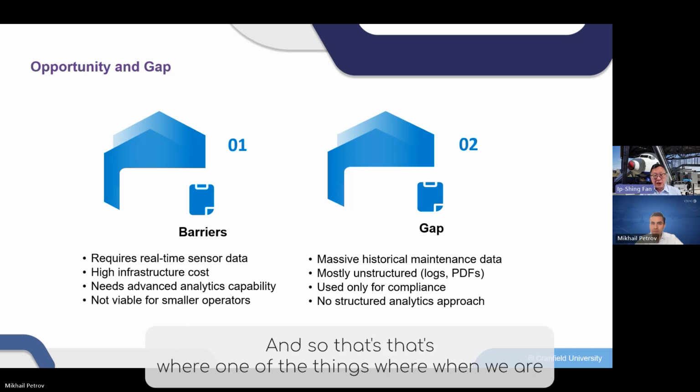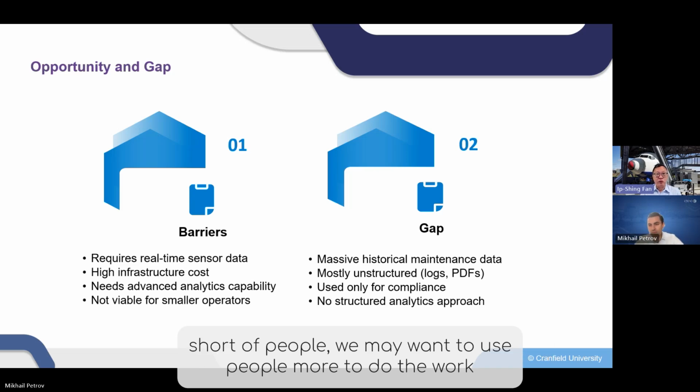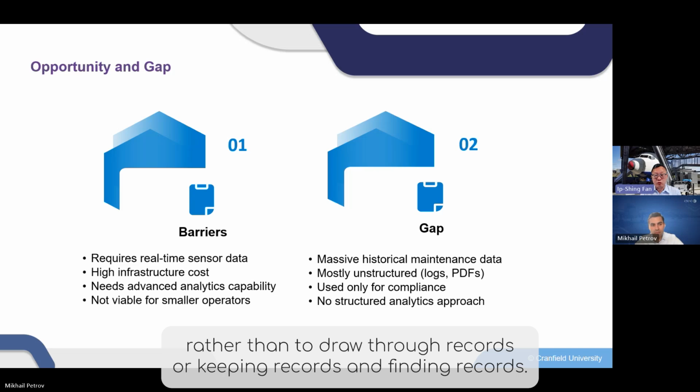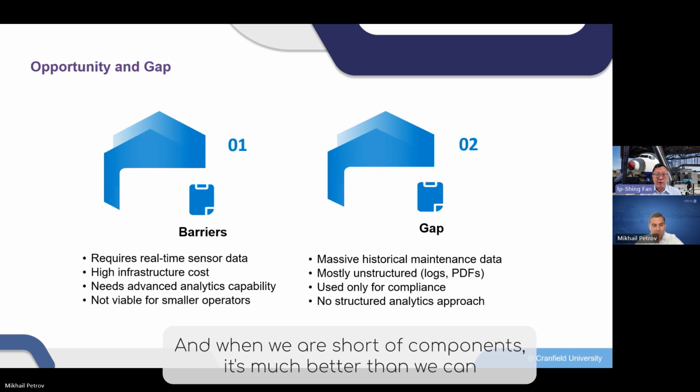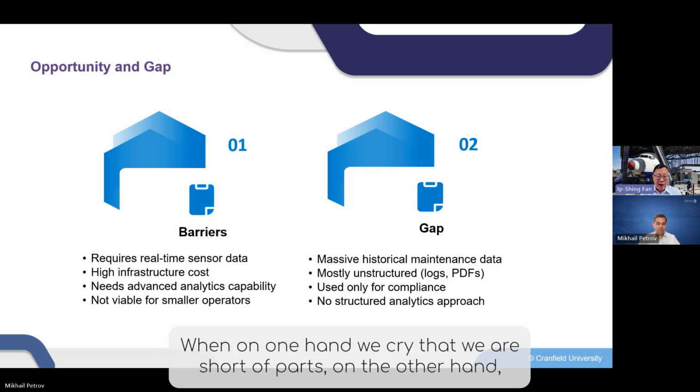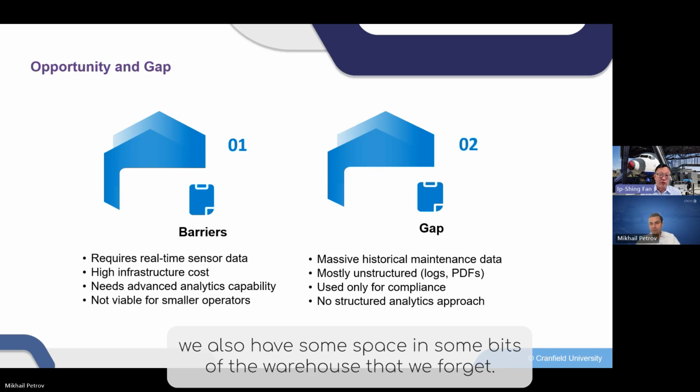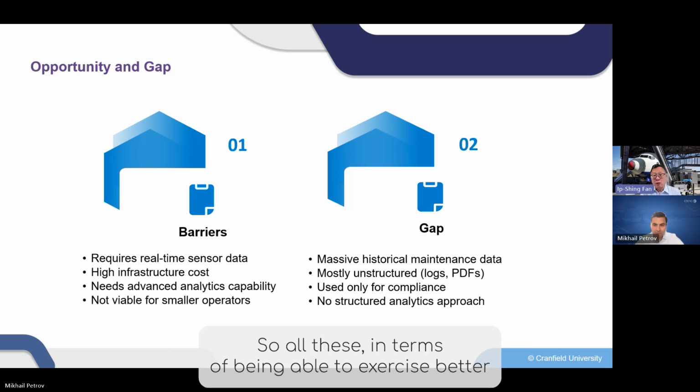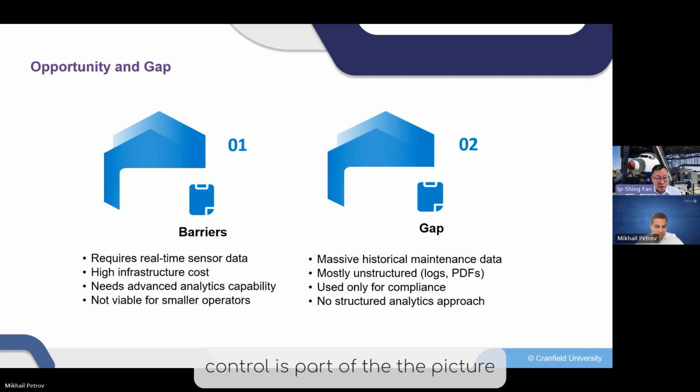And so that's where, when we are short of people, we may want to use people more to do the work rather than to go through records or keeping records and filing records. And when we are short of components, it's much better that we can optimize where to locate the component when they are used. On one hand, we cry that we are short of parts. On the other hand, we also have some spares in some bits of the warehouse that we forget. So all these in terms of being able to exercise better control is part of the picture. Is it the biggest problem?